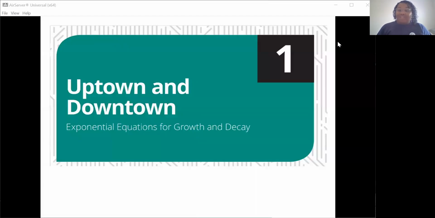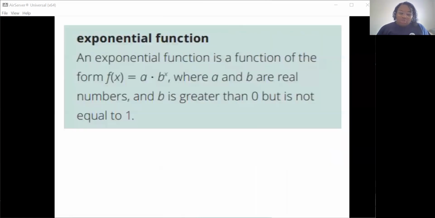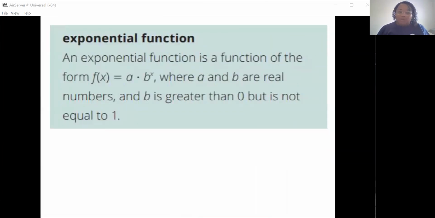This is the second video for the lesson Uptown and Downtown, Exponential Equations for Growth and Decay. And this is from the topic Using Exponential Equations. You are already familiar with the general structure of exponential functions. Now we're going to dig a bit deeper and see how we differentiate between exponential growth and exponential decay functions. As a reminder, the general structure of exponential functions is f of x equals a times b to the power of x. Now let's see, how do we identify whether they're exponential growth or exponential decay functions?